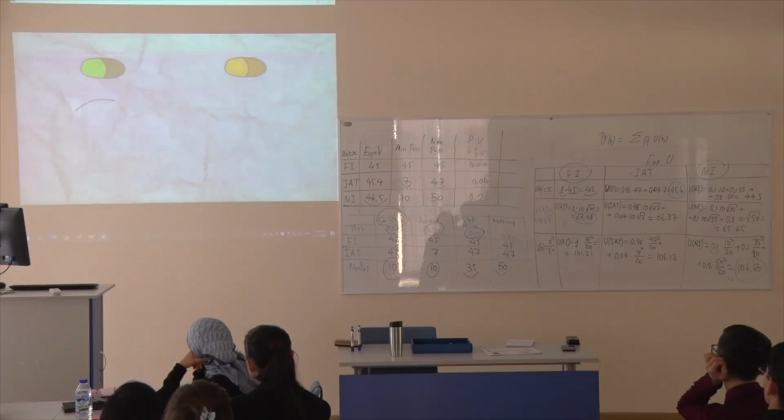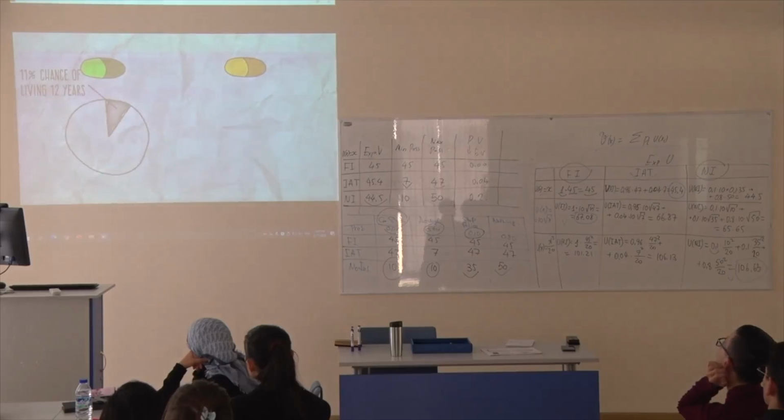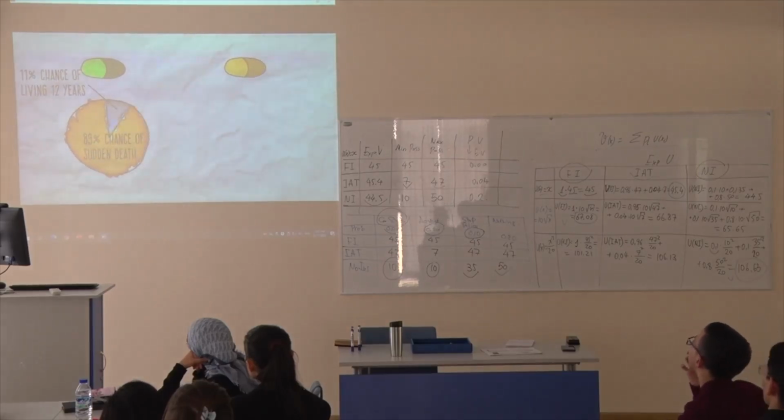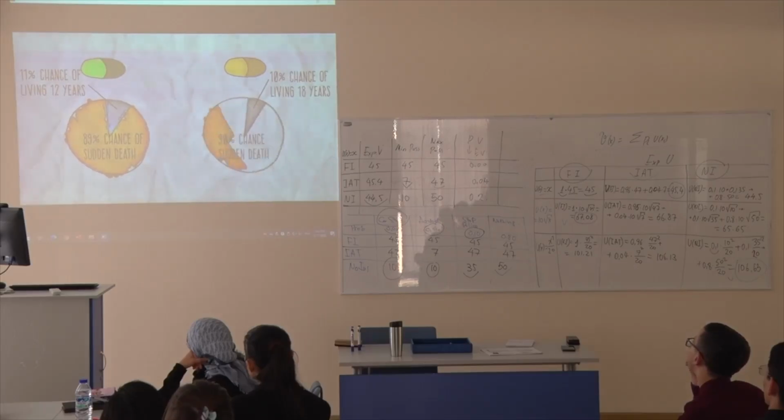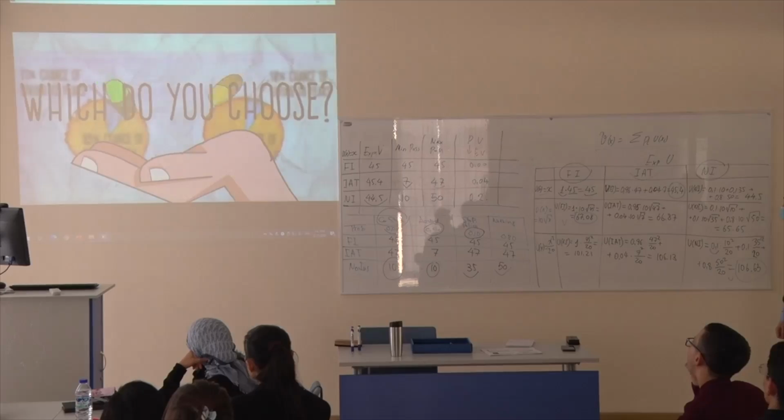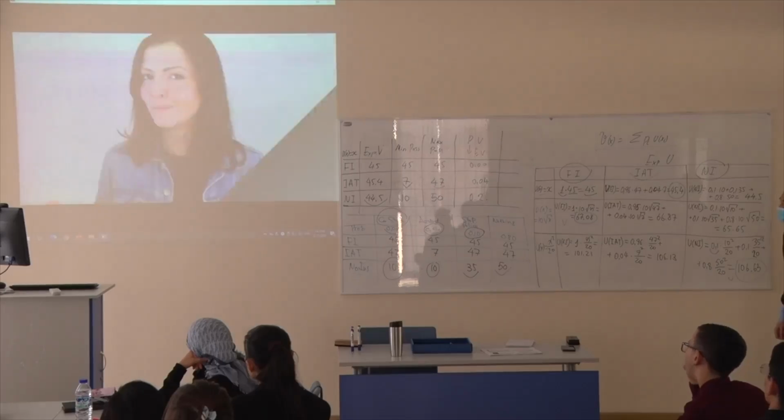The green pill gives you an 11% chance of living 12 years and an 89% chance of sudden death. And the yellow pill gives you a 10% chance of living a full 18 years before dying with a 90% chance of sudden death. So, which one of these do you choose? So, what did you base your decisions on?